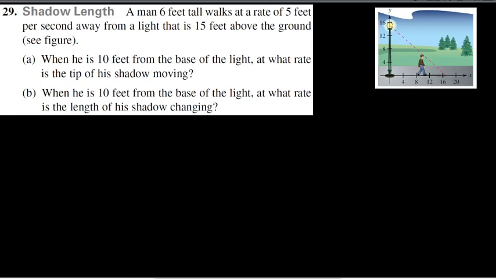Okay, might as well do one more, and I'm picking number 29. This is also kind of a classic related rates problem, and it has to do with shadows. So you have a lamppost. Here's the picture on the right. You have a lamppost that's 15 feet above the ground, and you have somebody walking away from the light at a rate of 5 feet per second.